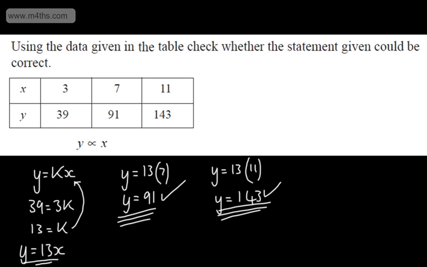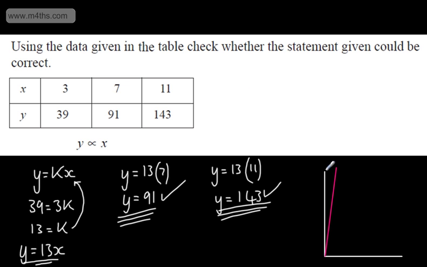If we wanted to graph this, this would be a very straightforward graph. We would have now the origin, and we'd have a straight line with a gradient of 13. So it looks something like so. So that would be my graph. So let's go ahead and do that.